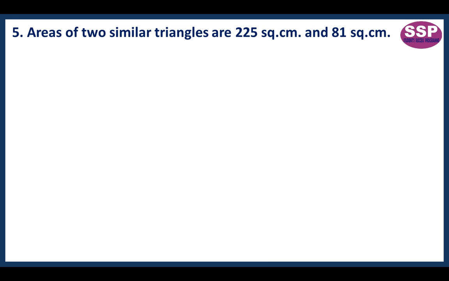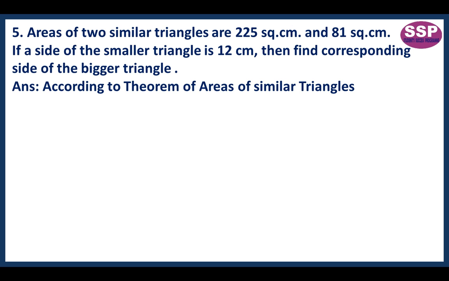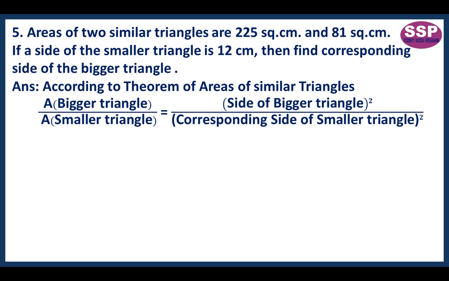Fifth problem. Areas of two similar triangles are 225 square centimeter and 81 square centimeter. If a side of the smaller triangle is 12 centimeter, then find the corresponding side of the bigger triangle. We know that for similar triangles, the ratio of areas of two triangles is equal to the ratio of squares of their corresponding sides. According to this theorem, area of bigger triangle upon area of smaller triangle is equal to side of bigger triangle square upon corresponding side of smaller triangle square.